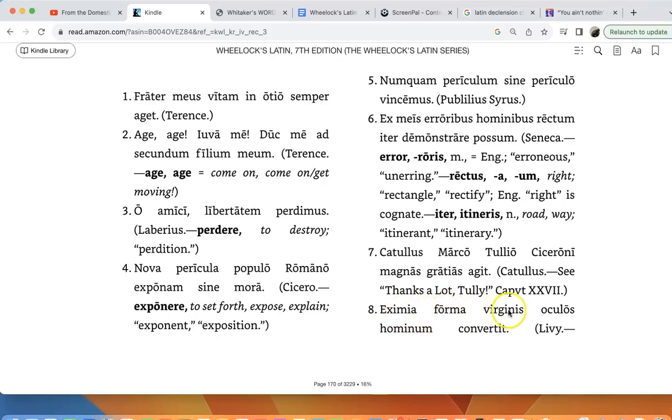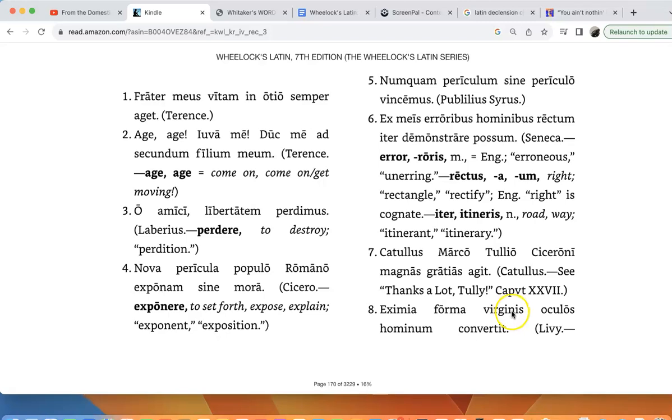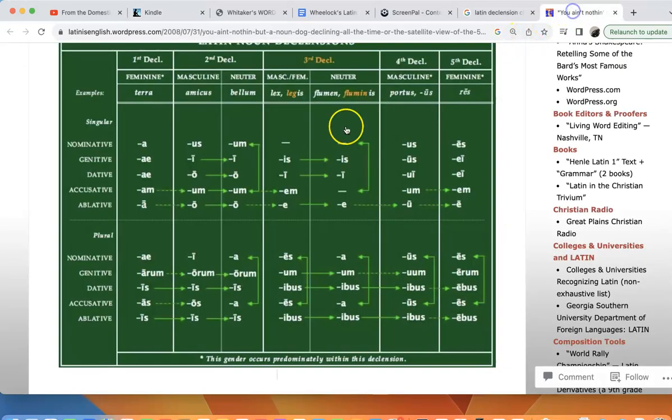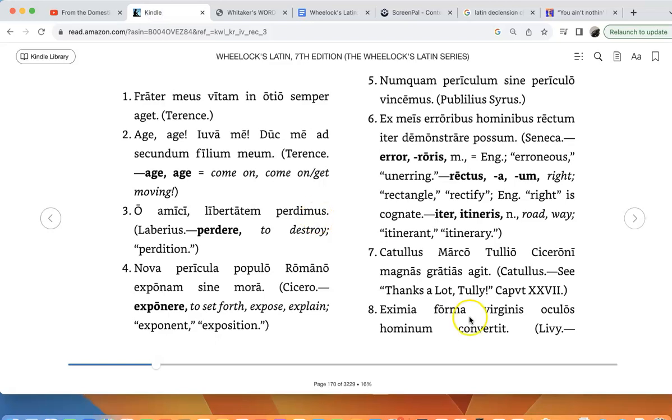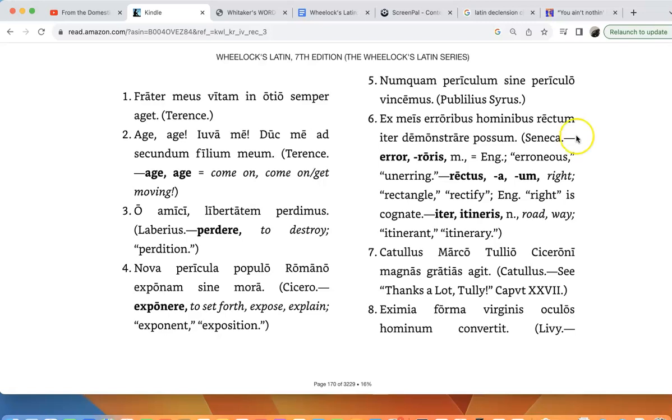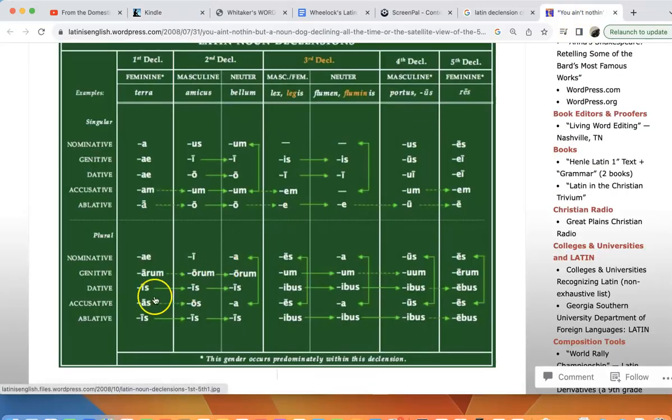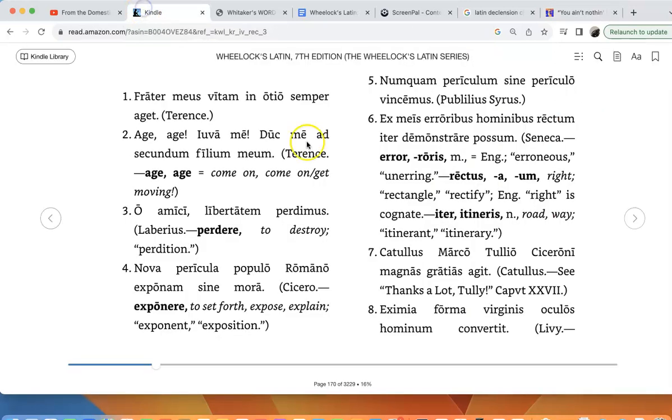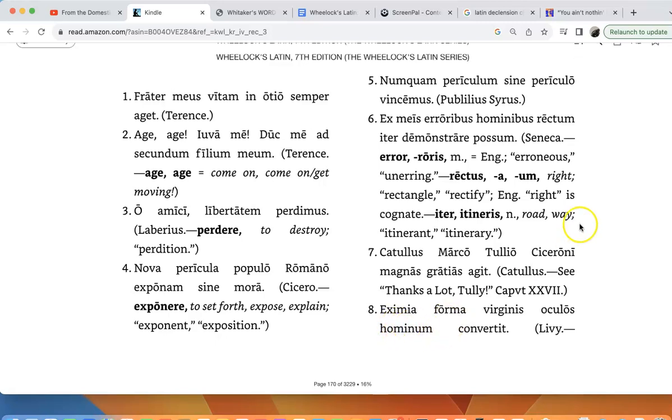So the extraordinary form and then of the girl. So this is going to be third declension genitive singular. So we can look that up on Whitaker's Words to confirm. So of the girl. And then convertit means turns, but then turns what? The eyes. That is second declension accusative plural. But then of men, because hominum is third declension genitive plural. And sure enough, we have it right here too. That's where we get the word Homo sapiens.